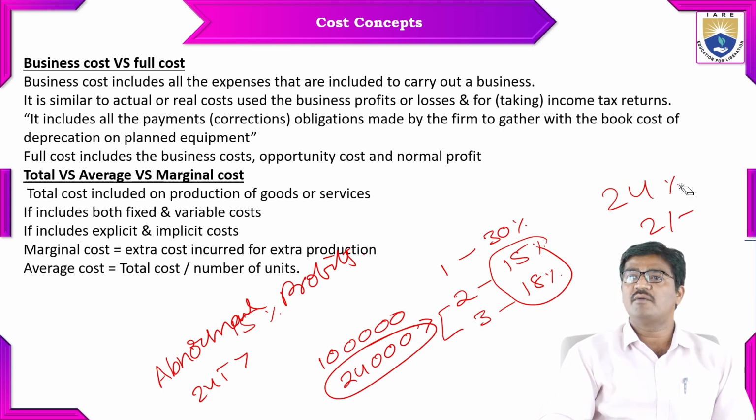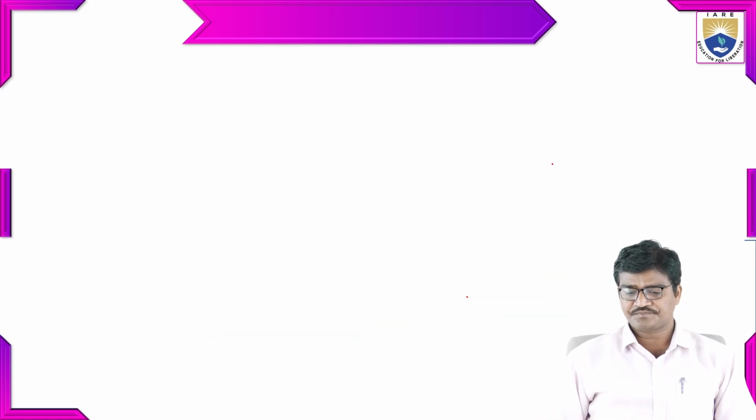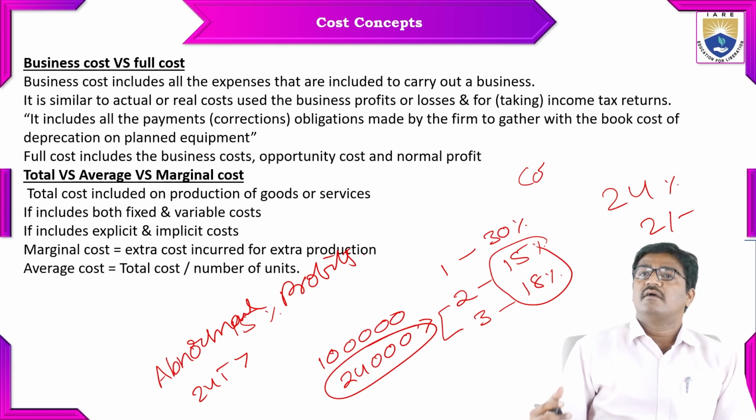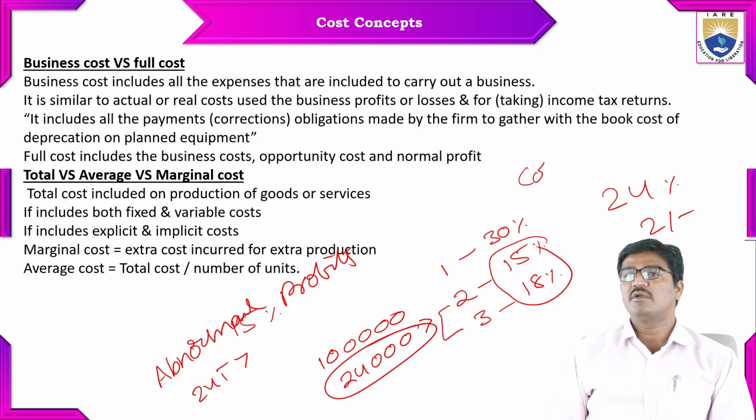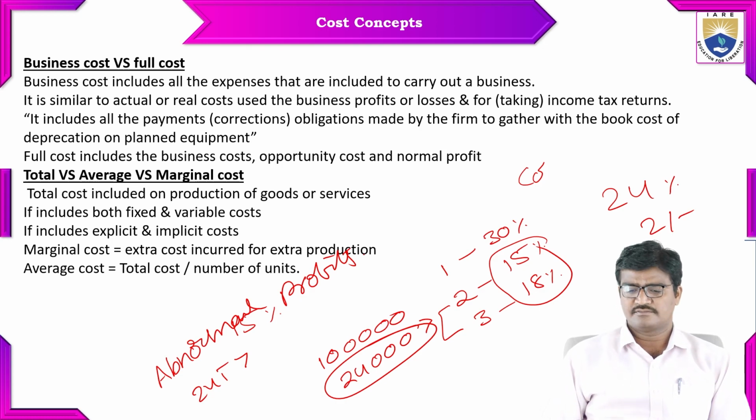If you earn up to this particular percentage of profit, it is not considered as profit. More than this percentage only, it is considered as profit. So while considering the full cost, the total business cost, opportunity cost and normal profits together are considered as the full cost.